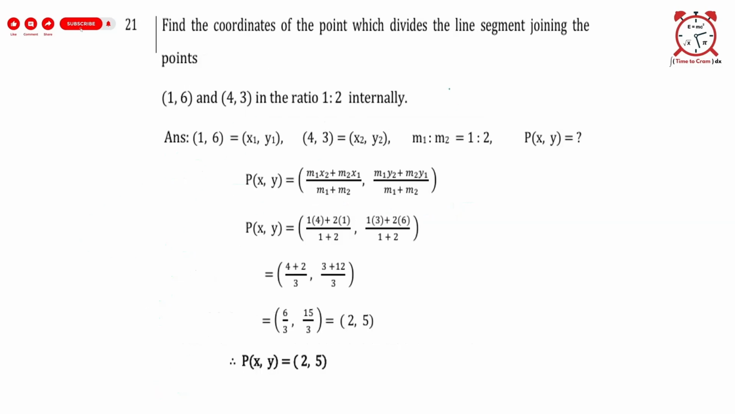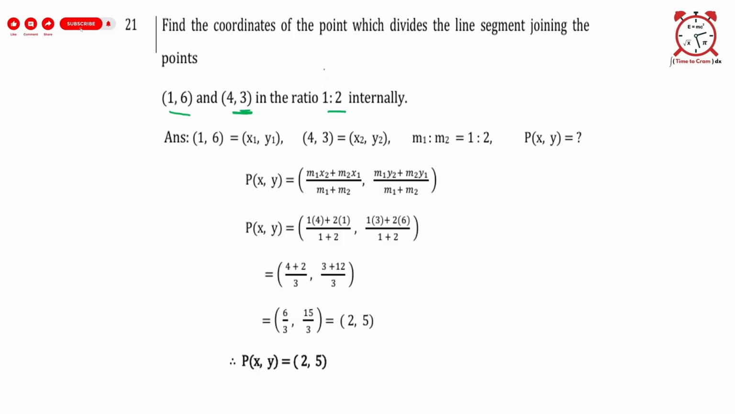Find the coordinates of the point which divides the line segment joining the points. So now here the points are given: 1, 6 and 4, 3, and the ratio is given as 1:2 internally.